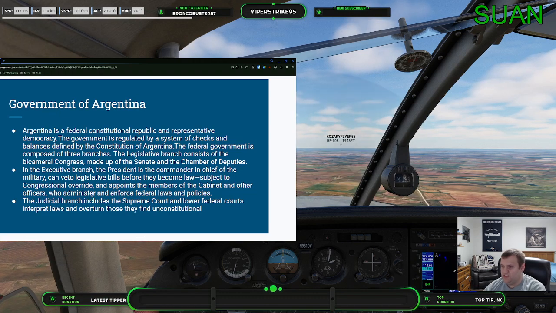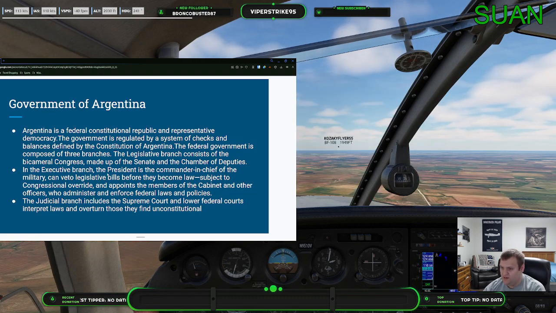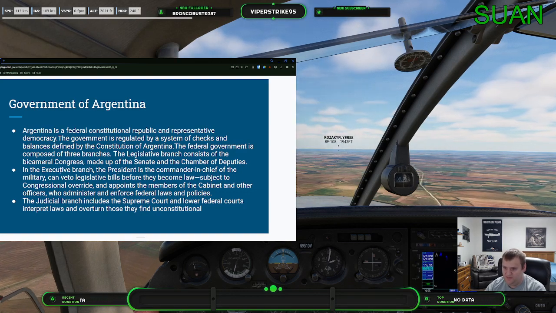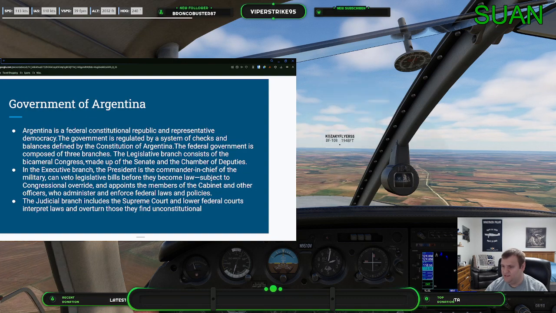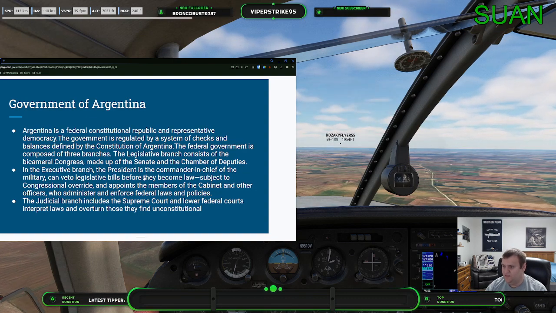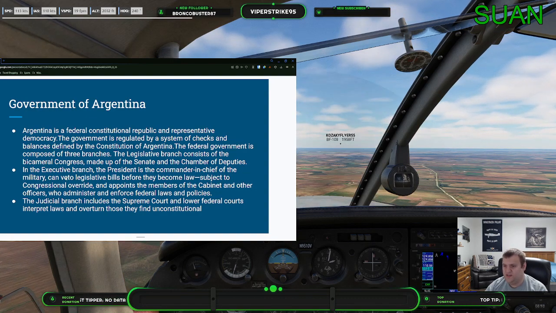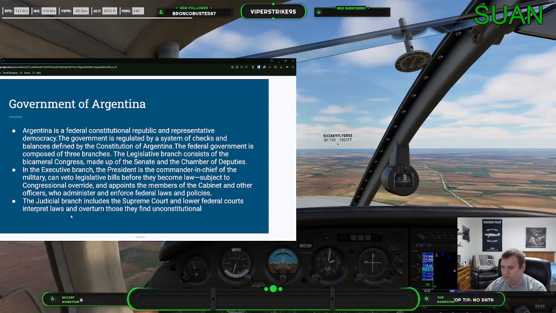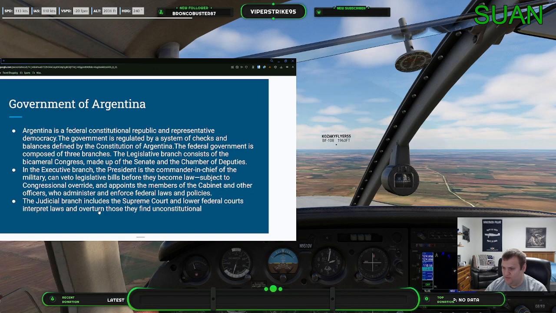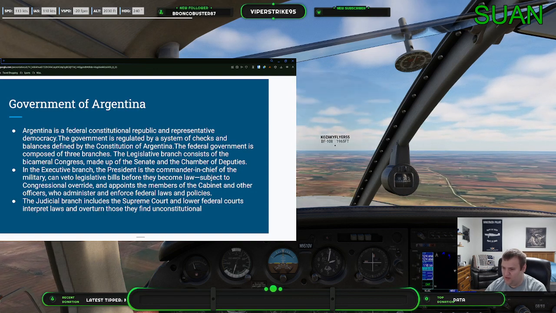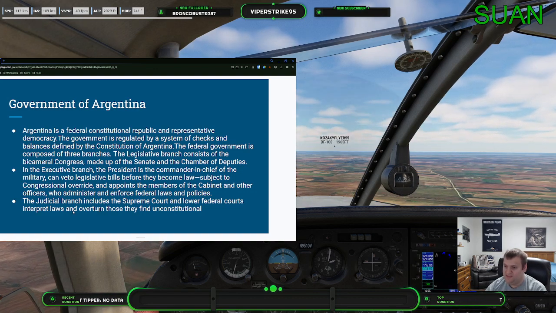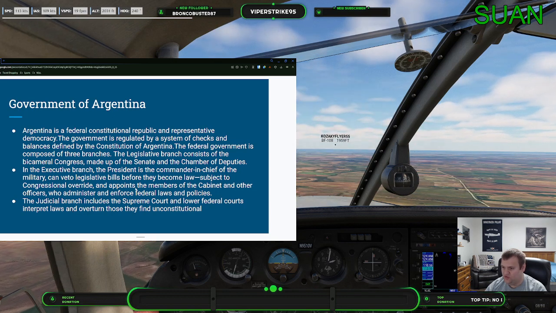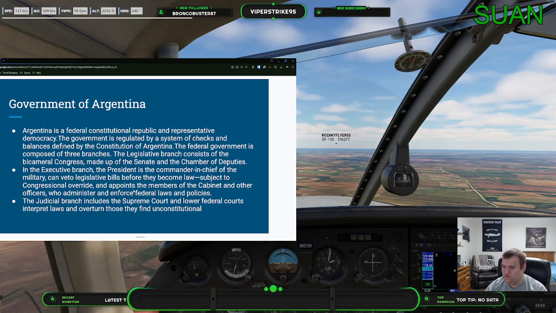There are 3 branches that make up the Argentine government. The legislative branch consists of a bicameral Congress made up of the Senate and Chamber of Deputies. The Congress can make federal law, declare war, approve treaties, and has the power of impeachment. Then you have the executive branch, which is the president and commander-in-chief of the military, who can veto bills before they become law and appoints members of the cabinet. The president is elected directly by a vote of the people for a 4-year term and may be elected no more than twice.